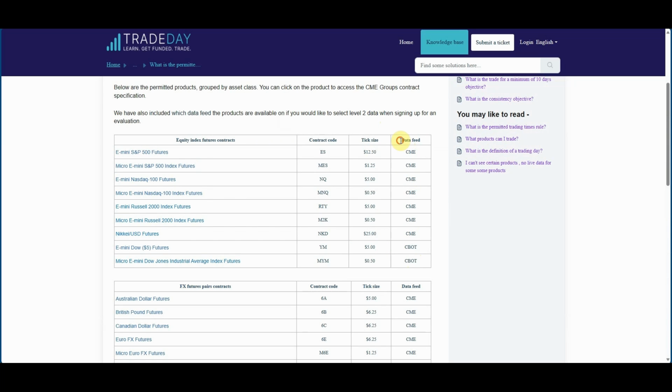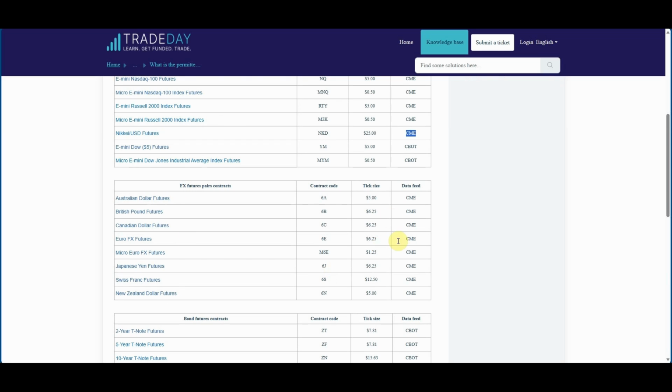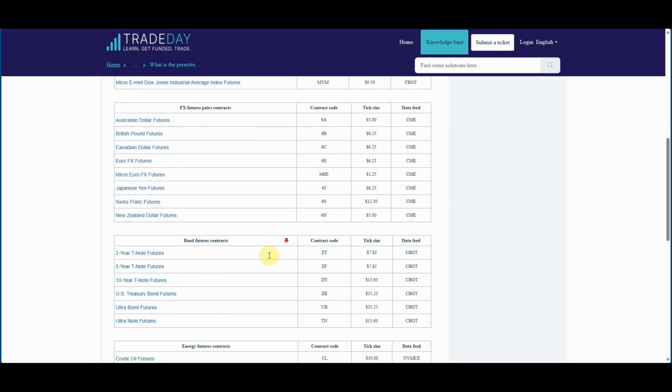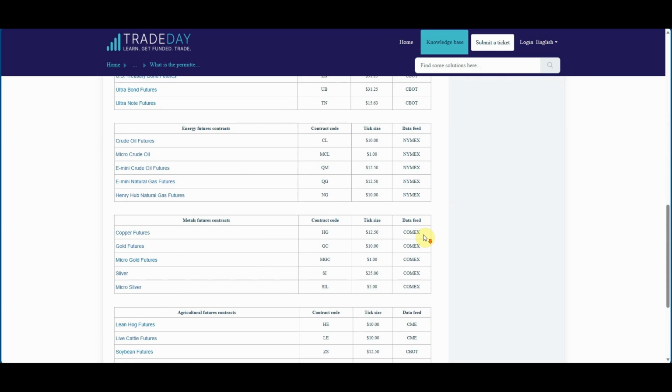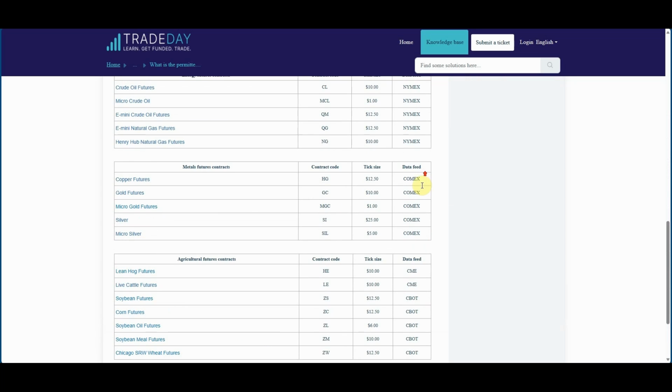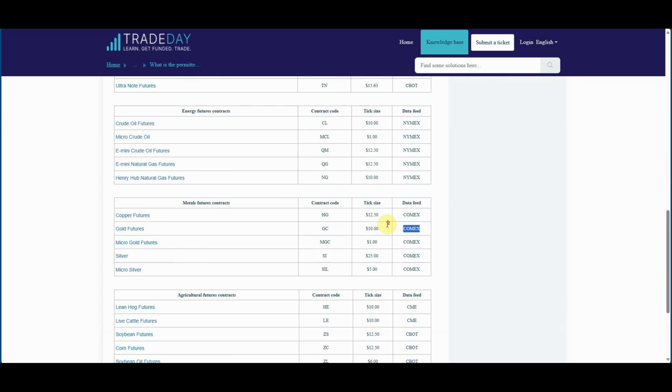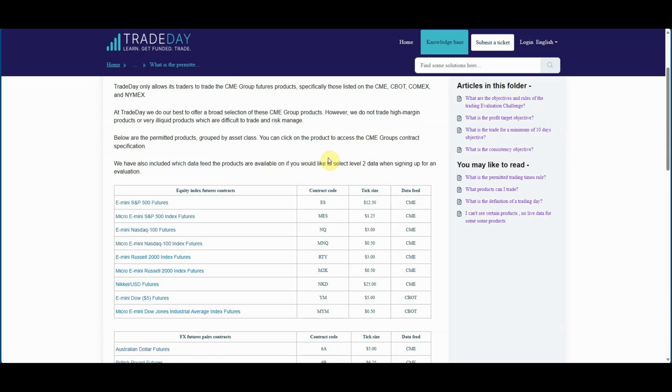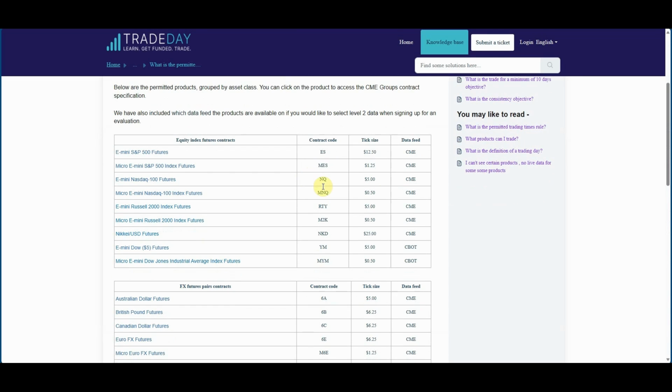If you don't know what data feed it is, you can come to this page, which is the permitted products page, and check the data feed that it's on. So for example, the Nikkei, if you're in the Asian session, is CME. All the Forex pairs are CME. They're available here. And then you've got different ones. So a lot of people trade gold. So that's the COMEX feed. And that's about it for the permitted products.